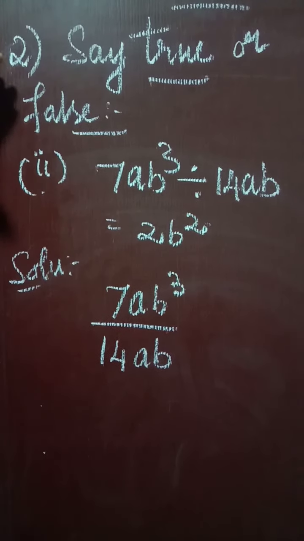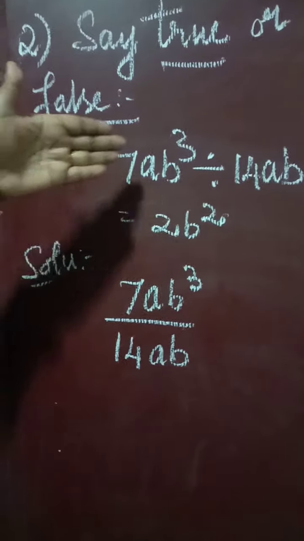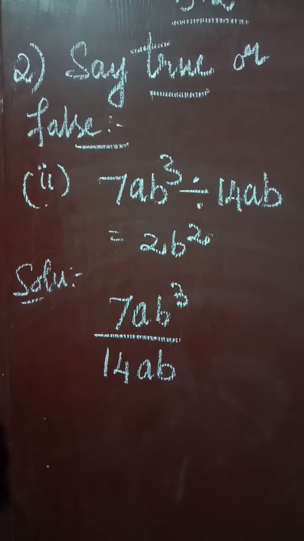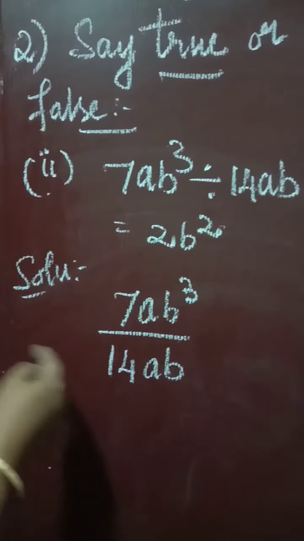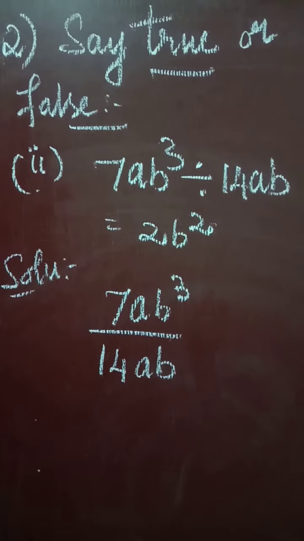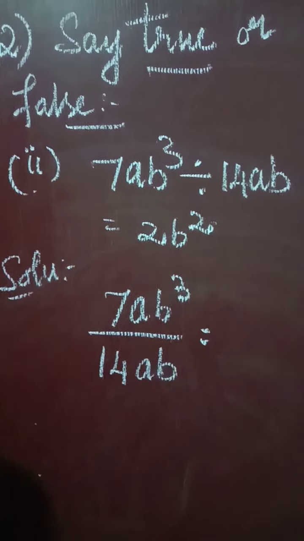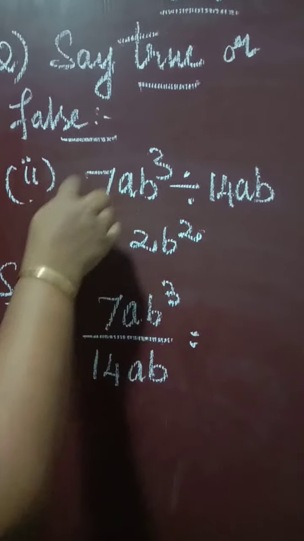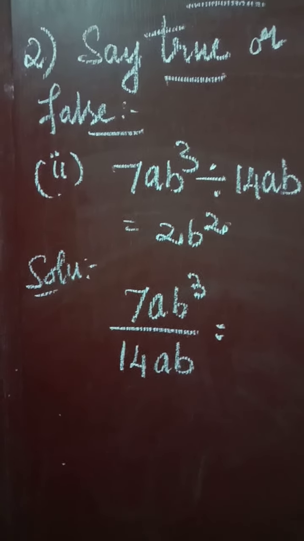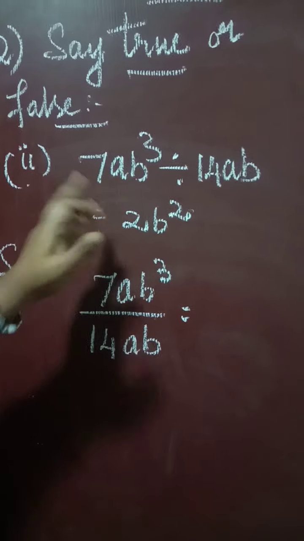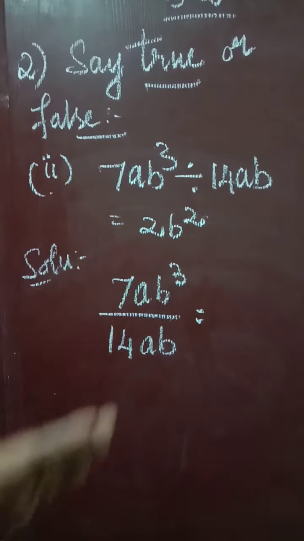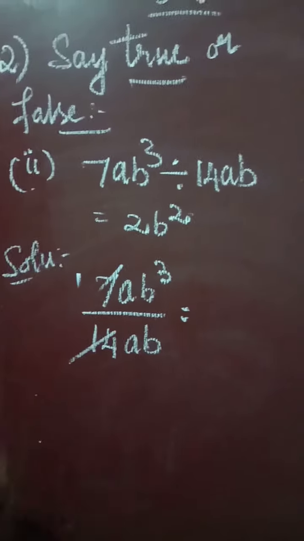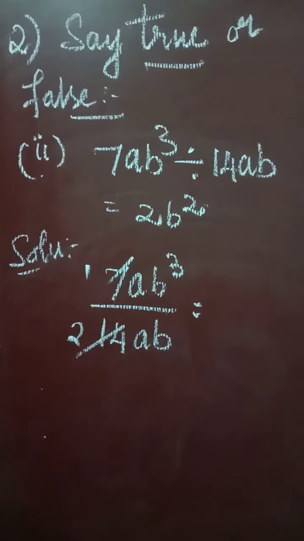So the second one, say true or false. You are going to check whether the given sum is true or false. How do you check? 7ab cube divided by 14ab equals 2b squared, and this answer is given. If we simplify this, we get 2b squared. Is this 2b squared correct or wrong? You have to check. Listen. 7 1s are 7, 7 2s are 14.